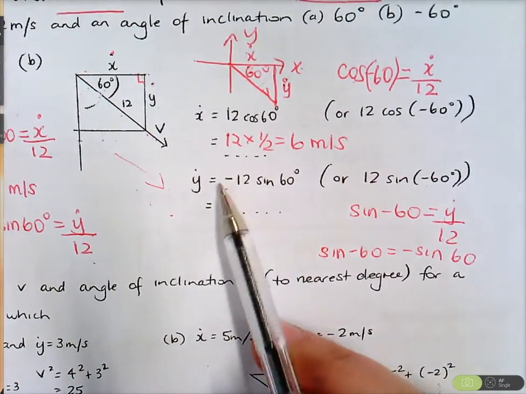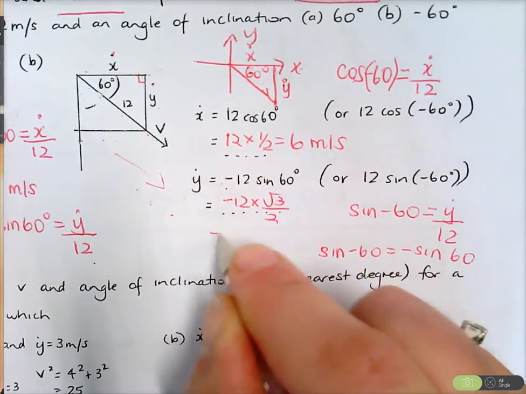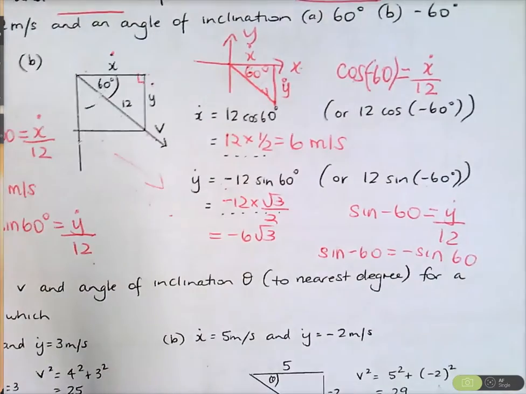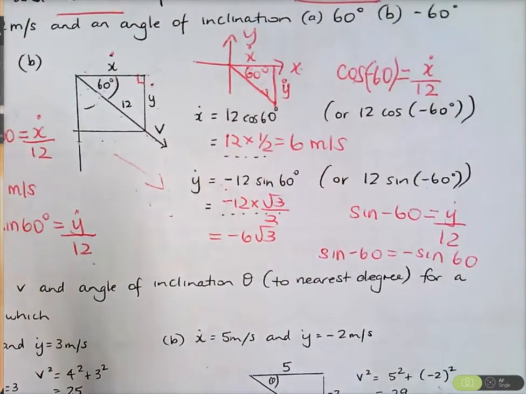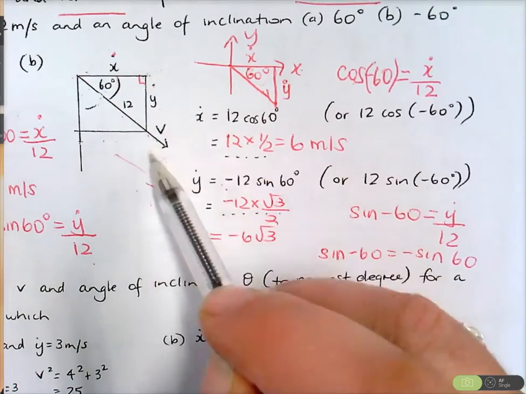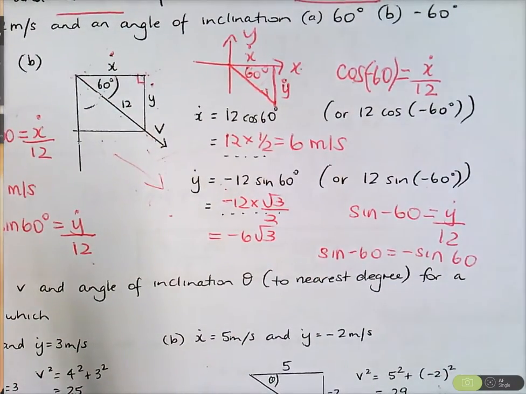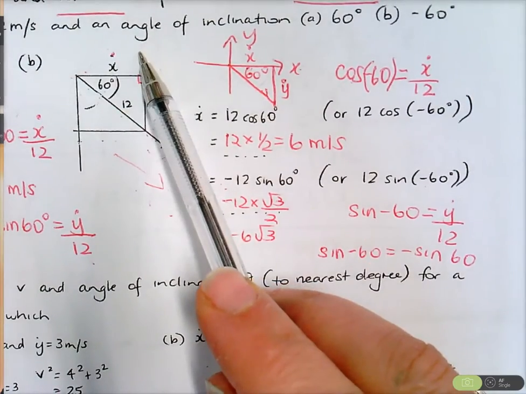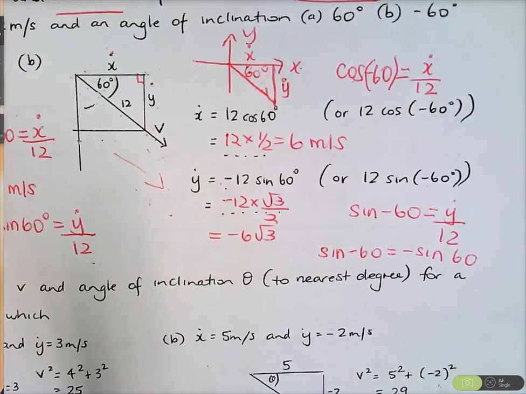Okay, so therefore we've got negative 12 sine 60, which is negative 12 times root 3 on 2, which is negative 6 root 3. See, girls, if you've got a vertical velocity acting downwards, so if I've got the arrow going across and going down, that particle's moving to the right and downwards. Moving to the right, you should get a positive answer for the horizontal component of velocity, but you should get a negative answer for the vertical component of the velocity because it's going down.